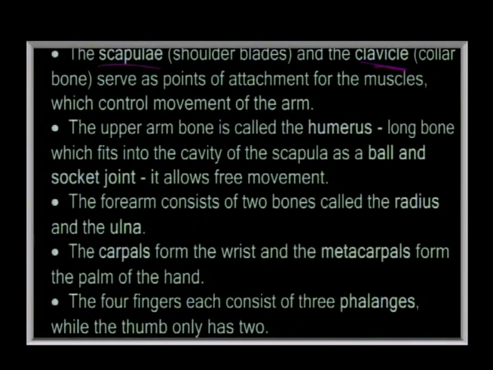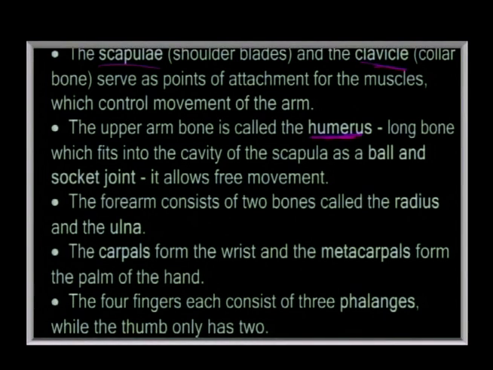All right, the upper arm bone is called the humerus, and it's a long bone. It fits into here with a ball and socket joint. A hinge joint is like the hinge of a door. It can only move in one direction. I can't bend my arm backwards, I can only bend it in one direction, so it's a hinge joint. Ball and socket can move it all the way around.